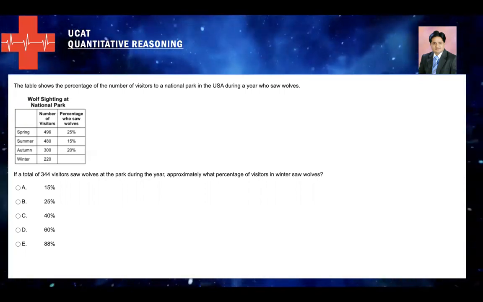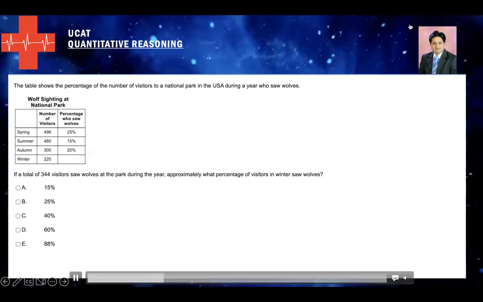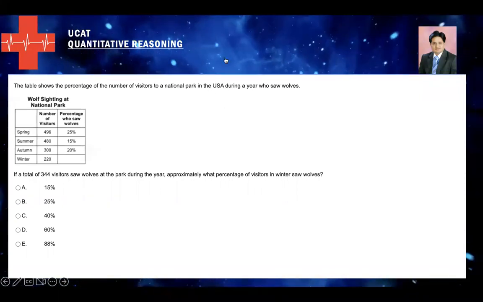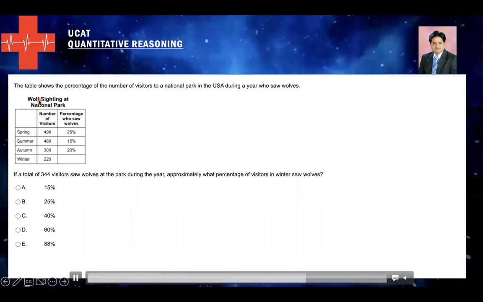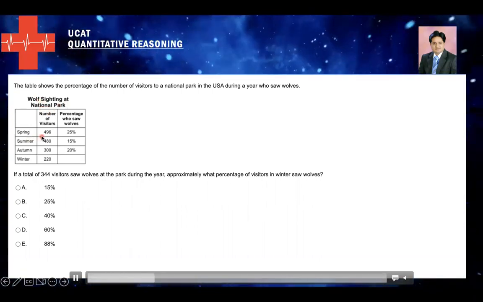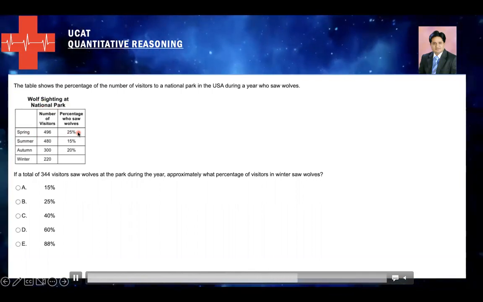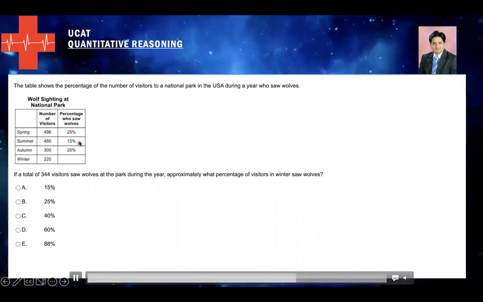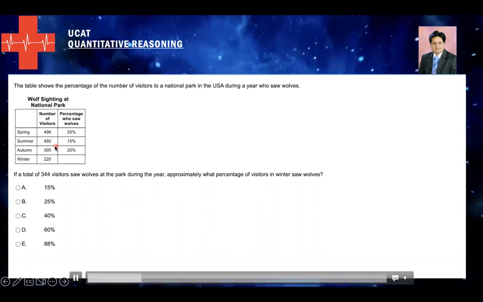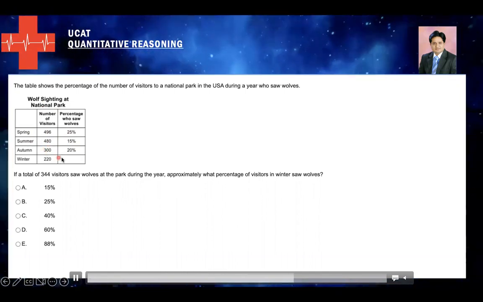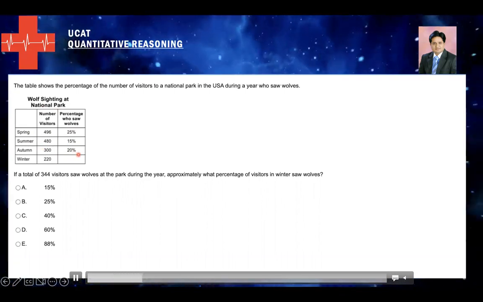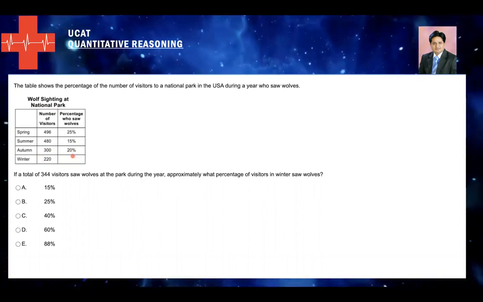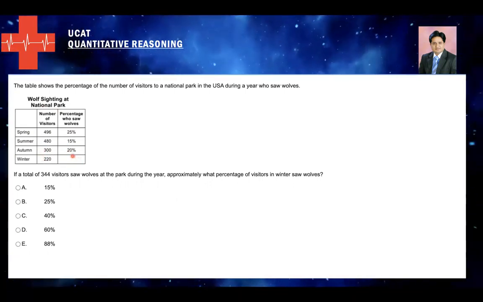Here comes your first question. The table shows the percentage of the number of visitors to a national park in USA during a year who saw wolves. In spring, there were 496 visitors, and the percentage who saw wolves was 25%. Summer, 480 visitors, 15% saw wolves. Fall, that's autumn, 300 visitors, 20% saw wolves. And in winter, you had 220 visitors, and you need to calculate the percentage of visitors who saw wolves.